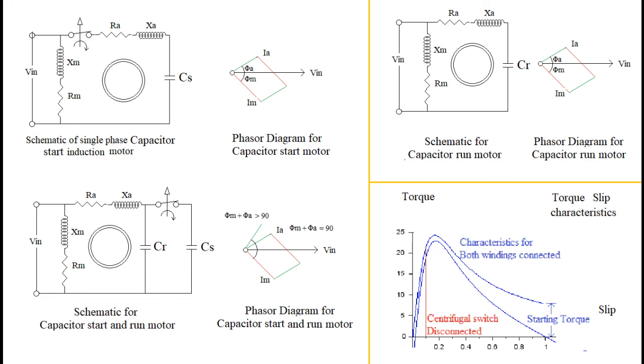Now consider the characteristics corresponding to two states of the circuit: one when the centrifugal switch is closed and the second when the switch is open. The red vertical line crossing both characteristics is a portion of transition. The centrifugal switch opens at some predetermined value of speed or slip.